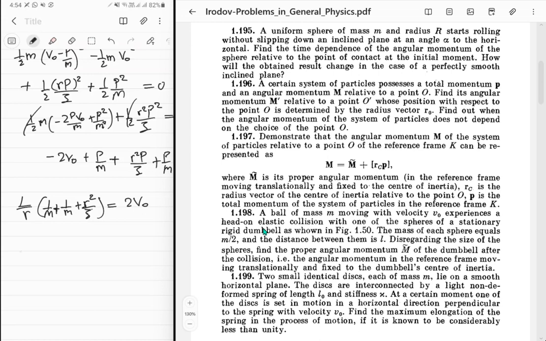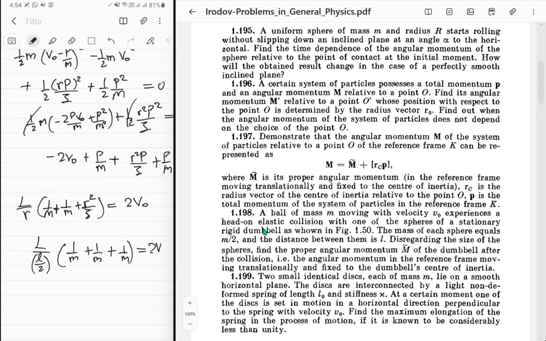Okay, it's understandable. So it's got L upon radius, it's going to be L upon 2, right? And 1 upon the mass of this dumbbell. So, head-on elastic collision of these spheres with a stationary rigid dumbbell. Mass of each sphere is M upon 2, so the total mass is going to be M. 1 upon M, and then you got R squared upon inertia. Inertia is just mr squared once again, so half mr squared plus half mr squared, so mr squared. And that's why it's going to be 1 upon M once again.